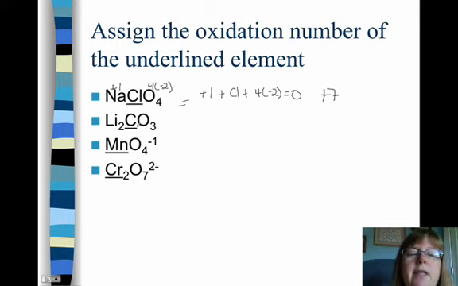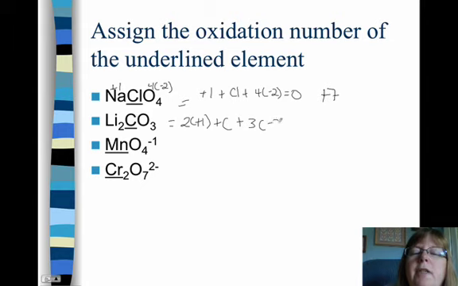All right, let's go down here to the carbon. Okay, this is lithium carbonate, but let's figure out the oxidation number on carbon. We have 2 lithiums. Lithium's an alkali metal. It must be +1, plus the carbon and 3 oxygens that are -2. All added together will equal 0. So we have carbon equal to a +4.